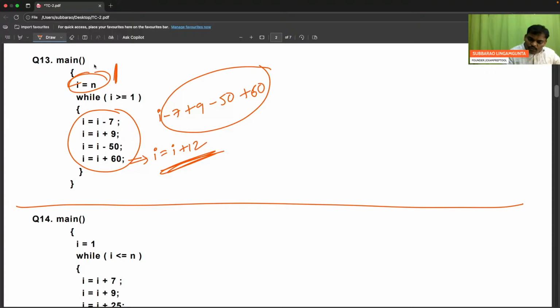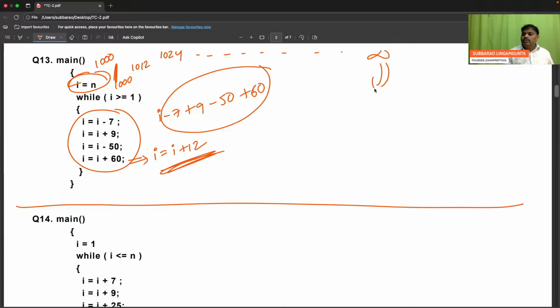Suppose assume it is 1 lakh, maybe 1000. Assume that it is 1000. Already n is 1000, already I is 1000. After every round, 12 is incremented. See, 1000 is greater than or equal to 1. Yes. 1012 is greater than or equal to 1. Yes. 1024 is greater than or equal to 1. So this loop never ends. It will go to an infinite loop.